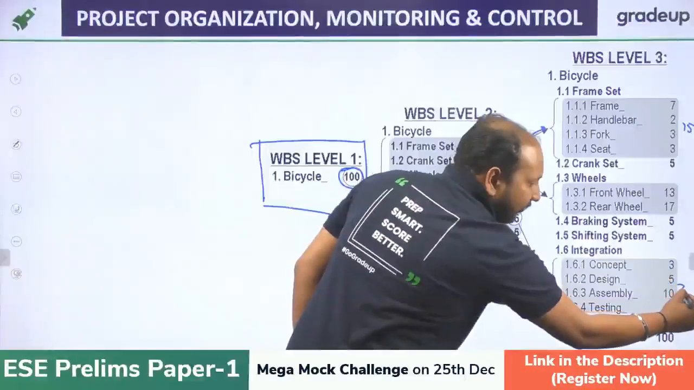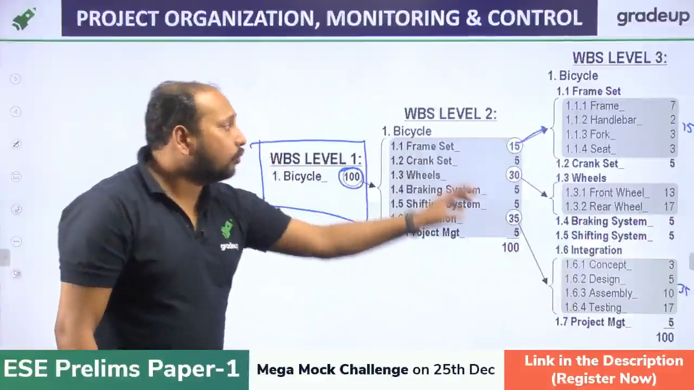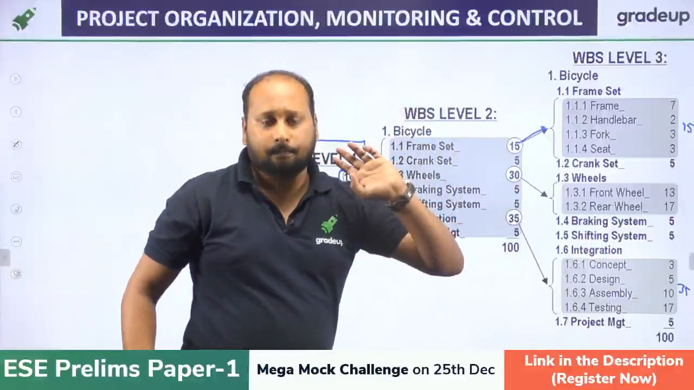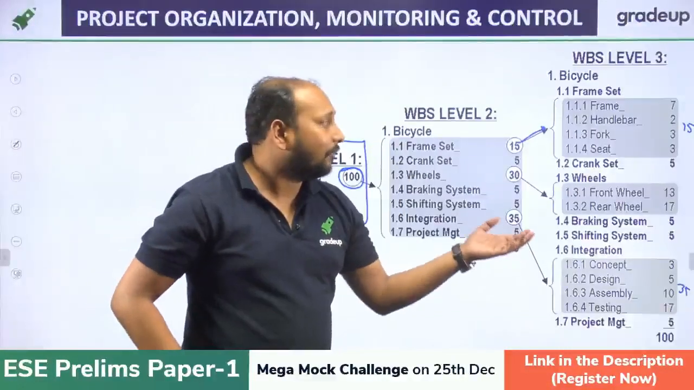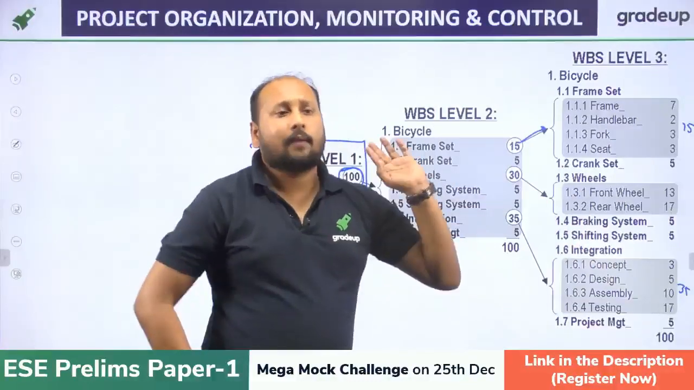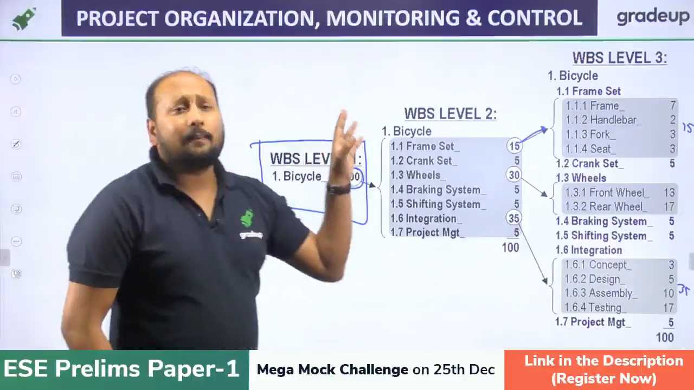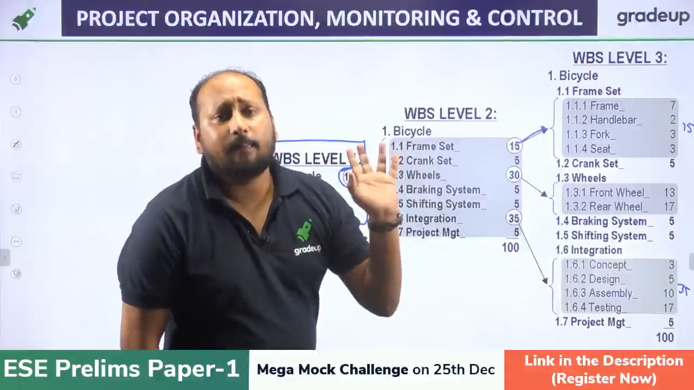If you total it, that will be 35. So in total, we have divided the complete project into smaller components. By using this type, we'll be having proper control and quality check on this type of production system. Fine. So this is the example of WBS, work breakdown structure.